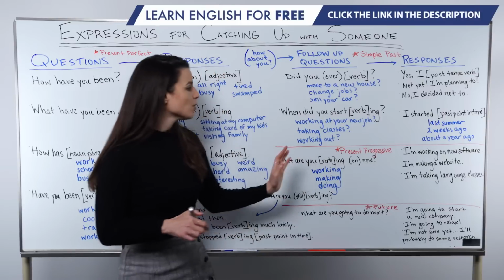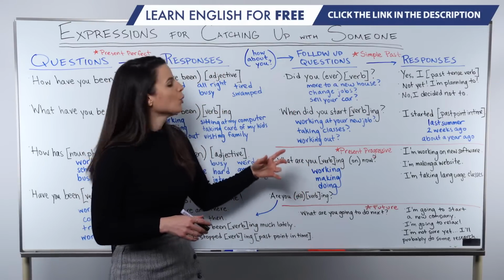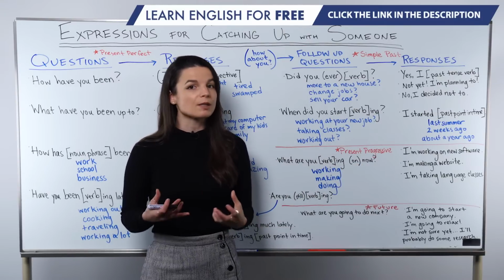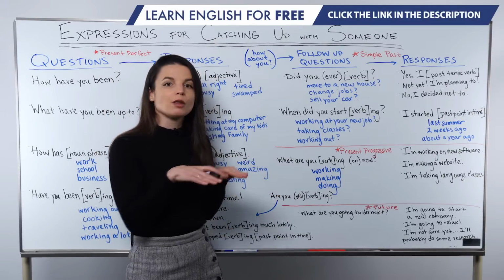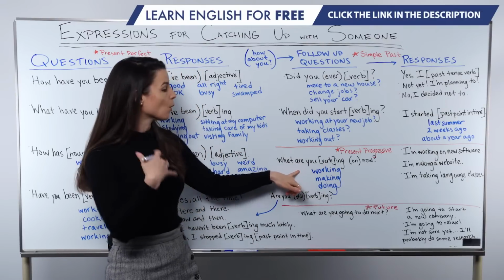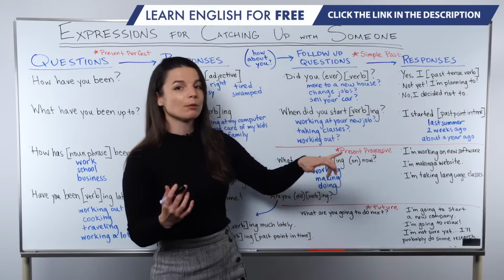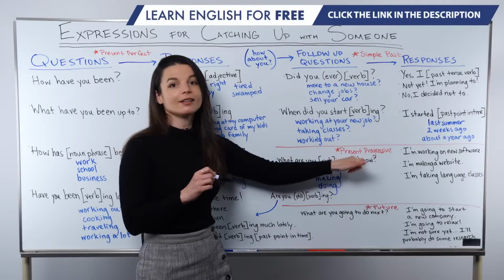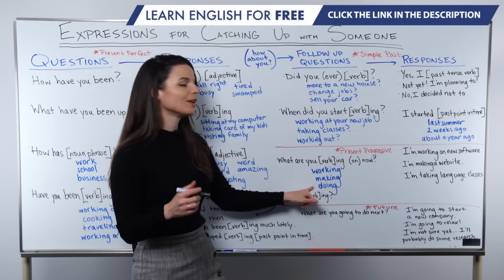All right, let's move on to the next kind of category, grammar category, which is present progressive or present continuous questions and responses. So when you want to move the conversation to the things that are happening now, you can use this question. So, what are you verbing on now? For example, what are you working on now? Or what are you making now? What are you doing now?